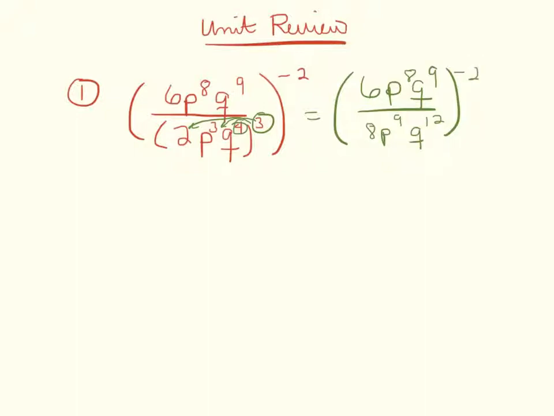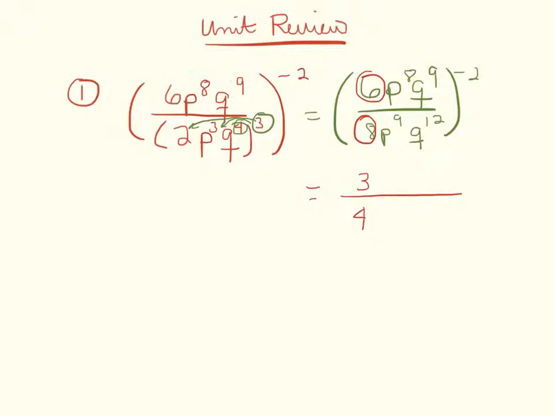Now at this point, I could go ahead and get rid of this negative exponent by flipping the entire fraction. But it seems like I would rather do some simplifying vertically first. So for example, 6 and 8 have a common factor of 2. So I'm going to divide that out: 3/4.